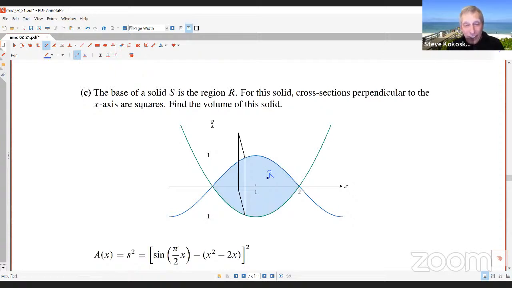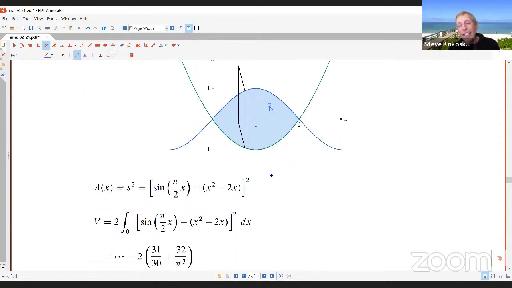Well, okay, how do you do this one? You have to find an expression at an arbitrary point x in that region. We have to find an expression for the area of that cross section. Well, let's see. If I could find this distance, I know the area of a square is s squared. What's that distance? It would be this minus this. So it would be the sine of pi over 2x minus this value of y at that x, x squared minus 2x. That's the length of a side, and I've got to square it.